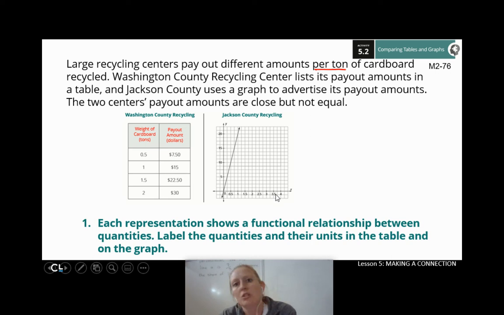So that's going to be similar for our graph for Jackson County. That means our x-axis is the weight of cardboard in tons. Our y-axis is the payout amount, how much money they're giving us. Okay.